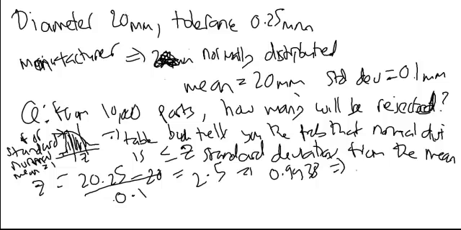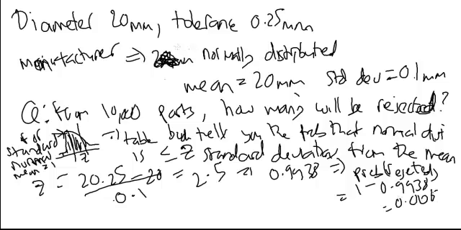So the probability that it is rejected is 1 minus that. So that's 0.0062.